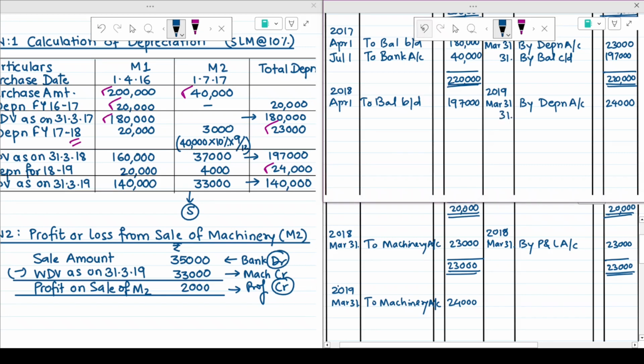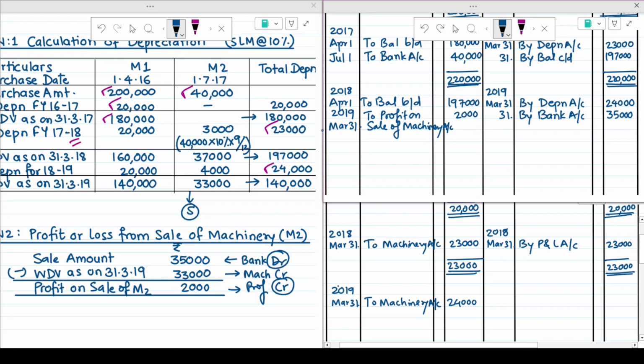If we want to credit machinery account with 33,000, what we will do? First we'll pass bank entry, by bank account. This is 35,000, but we have to reduce the credit effect by 2,000, right? That is the profit on sale effect. So on 2019 March 31 to profit on sale of machinery 2,000. So with this effect, 35 minus 2, 33,000 value of asset is going out of business. Correct? So all our entries are done, and now we can close the books.